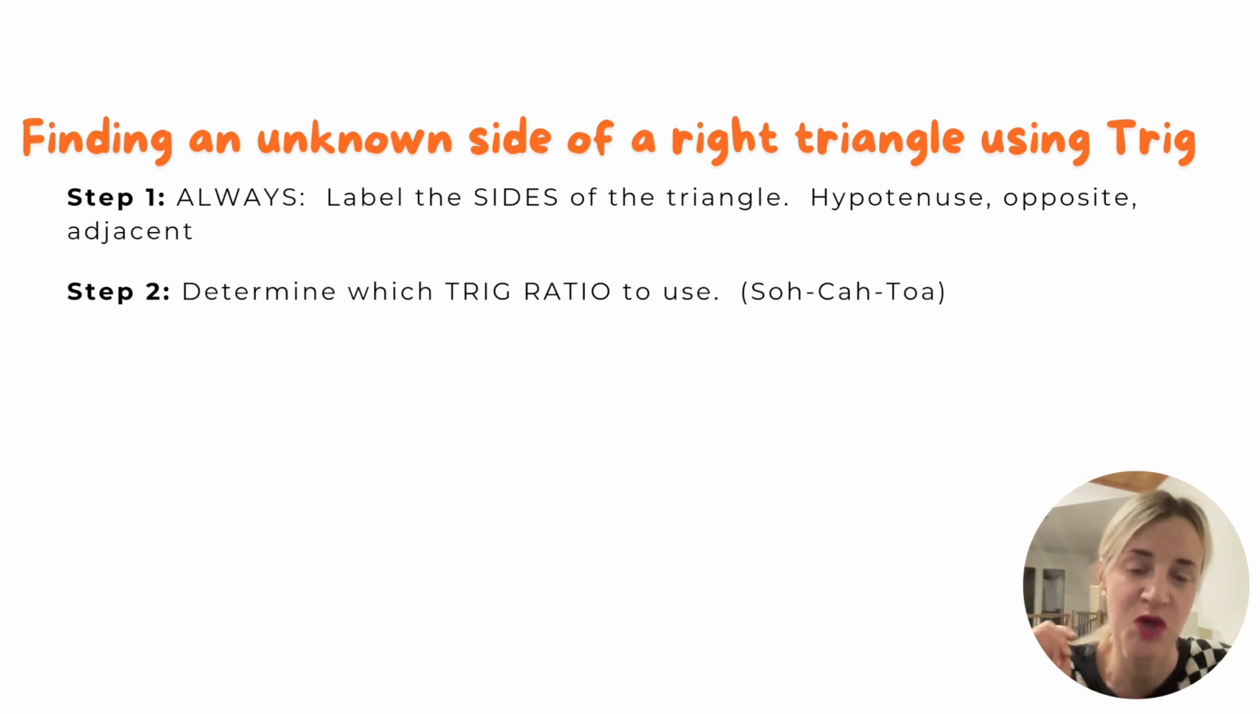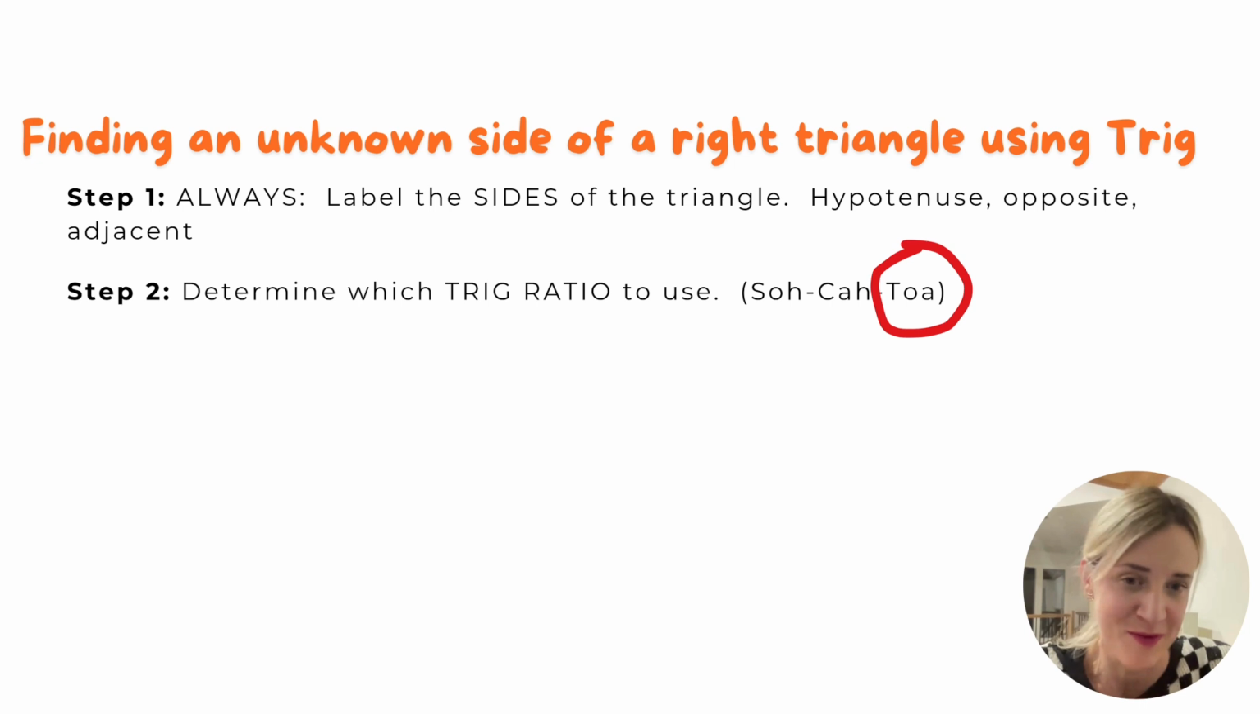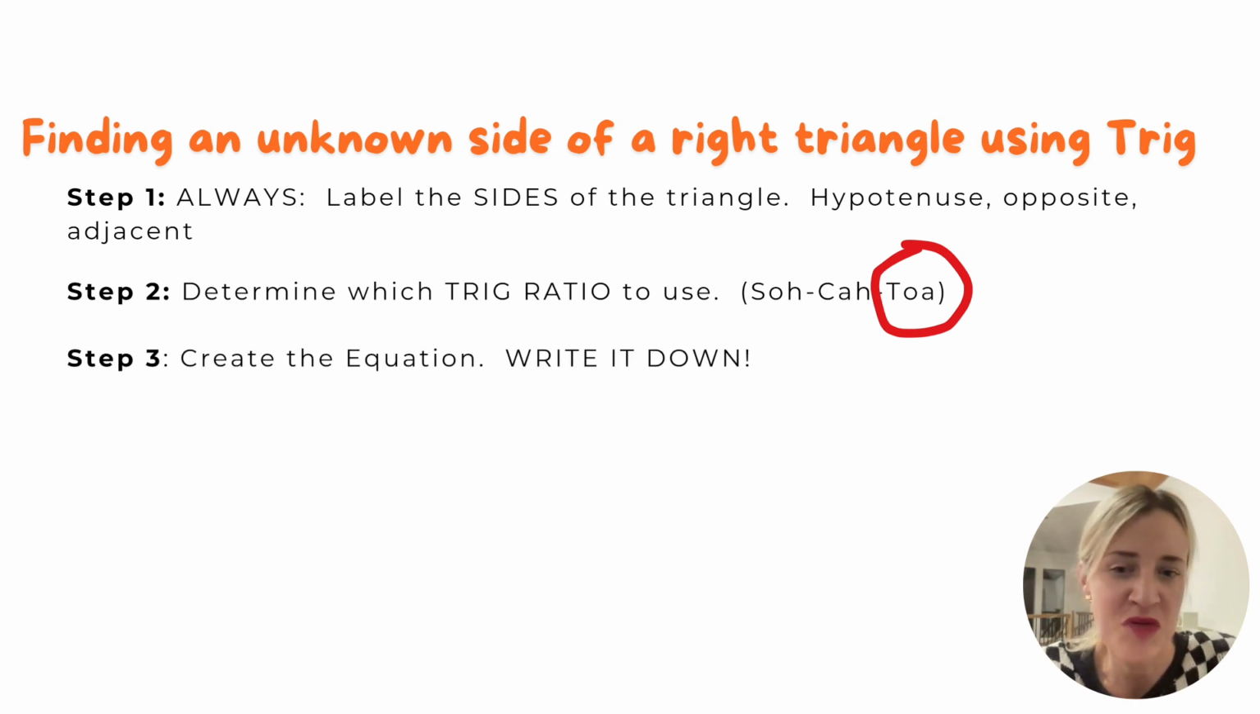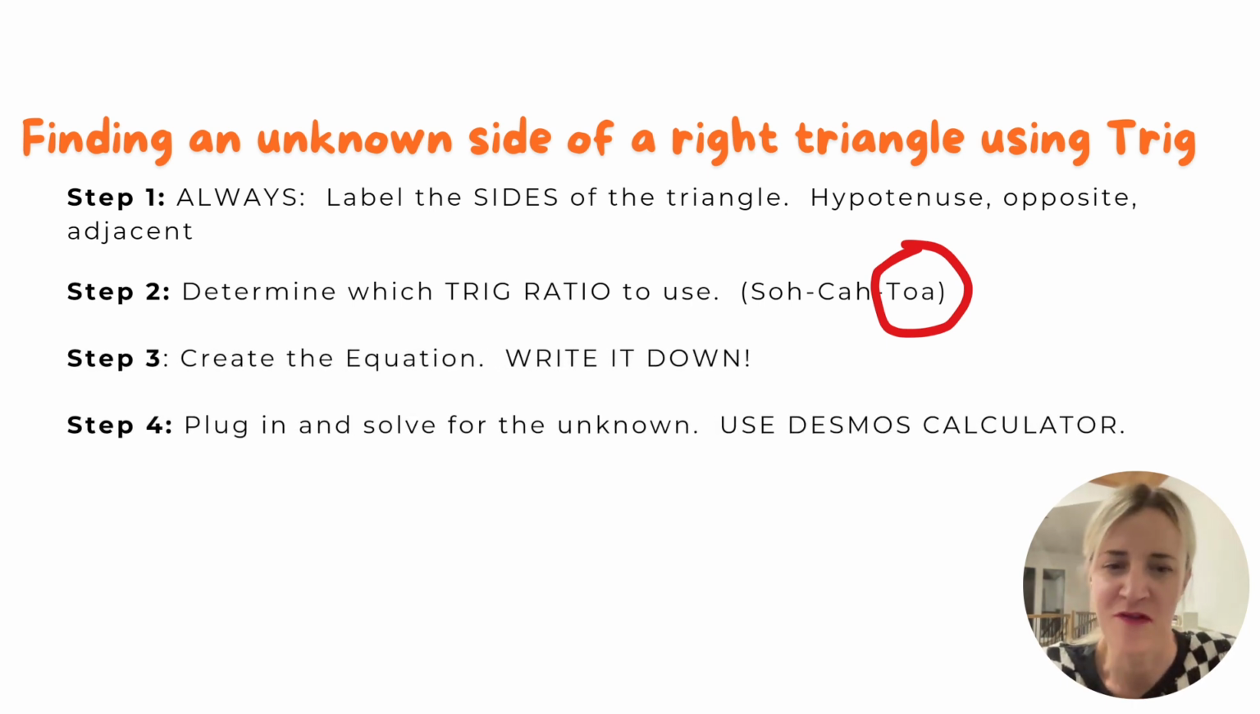Step 2 is you're going to determine which trig ratio to use. This one's easy today because every problem is going to be using tangent. So we're not going to worry about sine or cosine, just tangent. Step 3, create an equation, write it down. And step 4, plug it in and solve for the unknown.